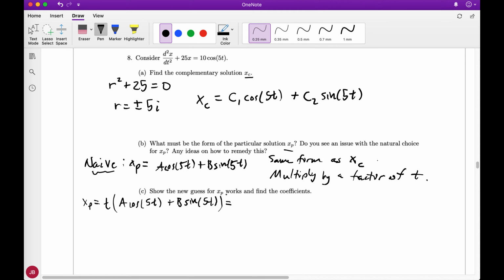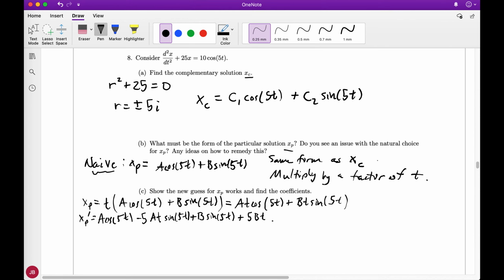which if you want, you can leave like this. That's totally fine. I'm going to expand it out: at cos 5t plus bt sine 5t. All right, I'm going to need xp prime. We're going to get a little short on room here, so let's see if I can do this. That's a cos 5t minus 5at sine 5t plus b sine 5t plus 5bt cos 5t.